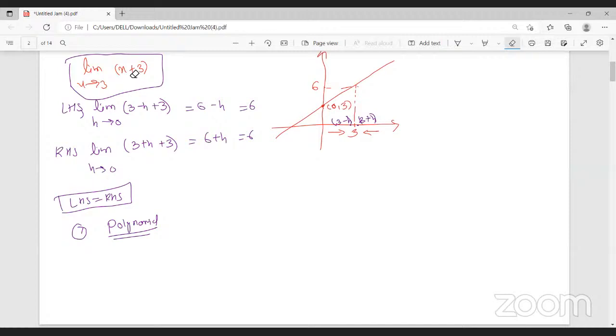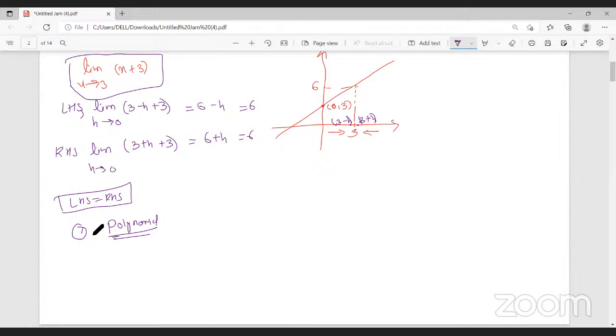No. We are not putting the value of 3 here directly. We are checking the left hand side limit and right hand side limit, right? So when my x tends to this particular position, 3, what will be the value of my f of x? If I go from the left hand side or the right hand side and get the same value for f of x, it means the limit of my function exists, right?